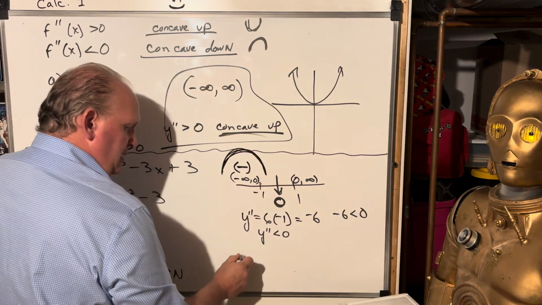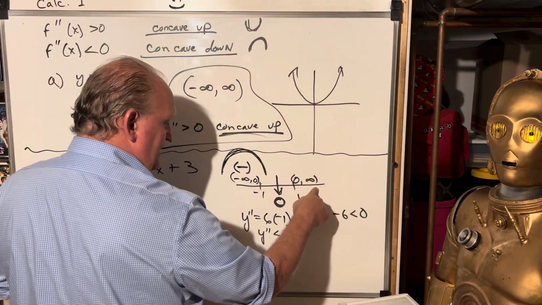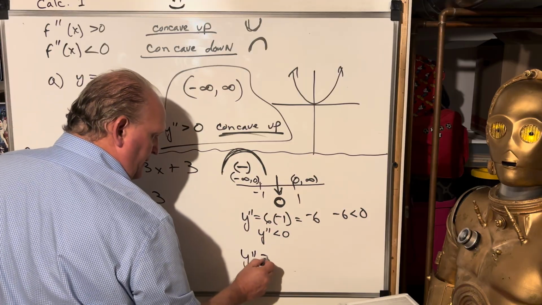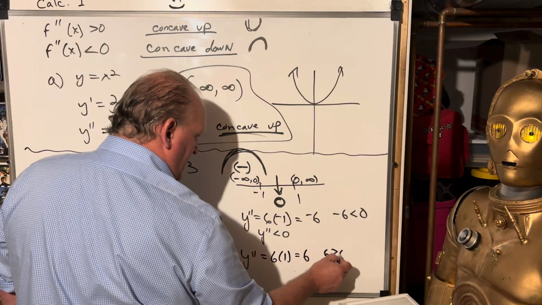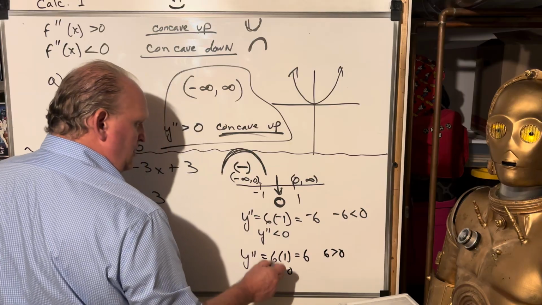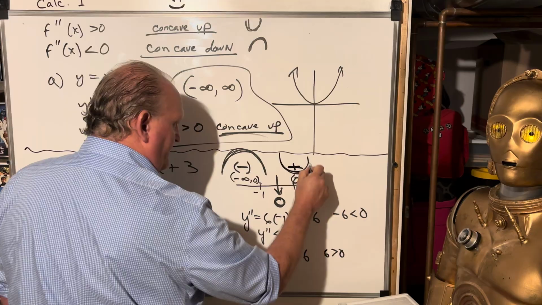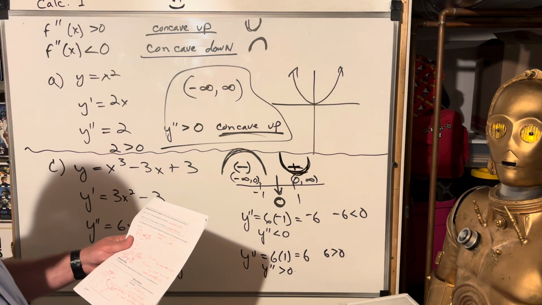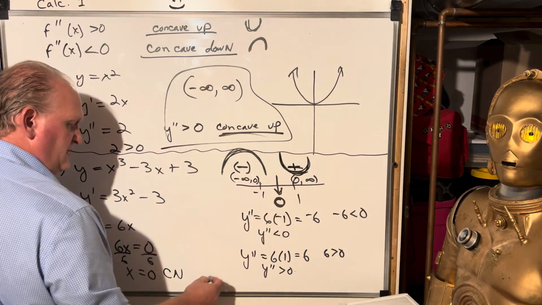All right. We then take any number from this interval, from 0 to positive infinity. I just went with 1. That is positive 6. Positive 6 is greater than 0. So the second derivative on that interval is greater than 0, which means that's positive, which means that is concave up. And so if we switch from concave down to concave up, that means we have an inflection point. This is a point of inflection, or IP.